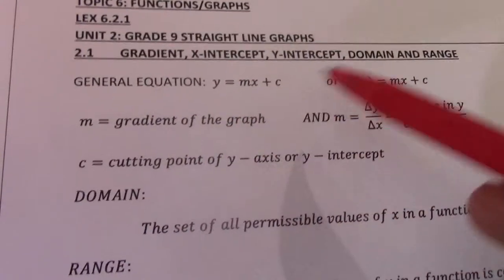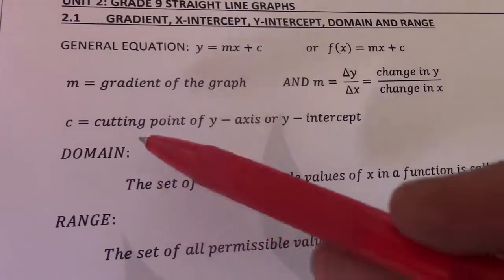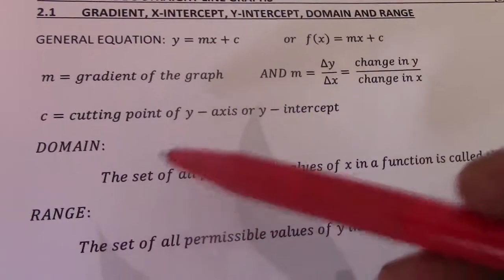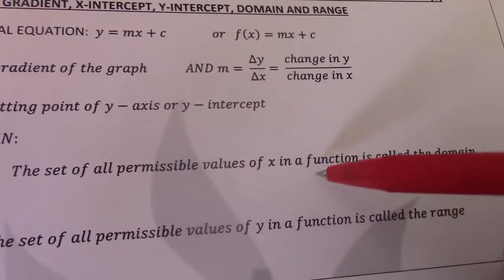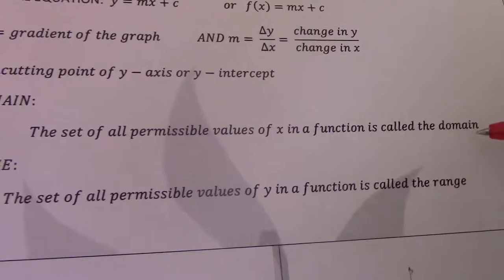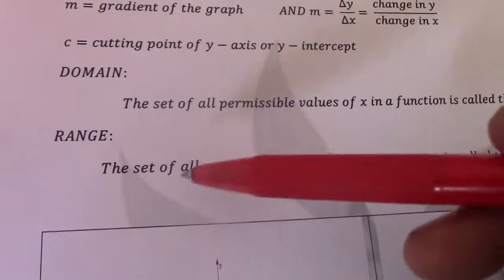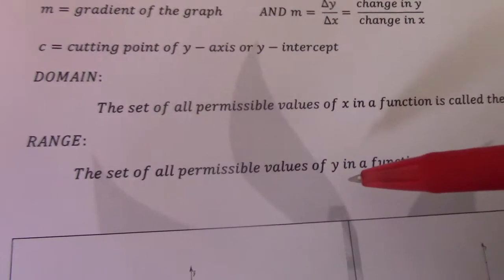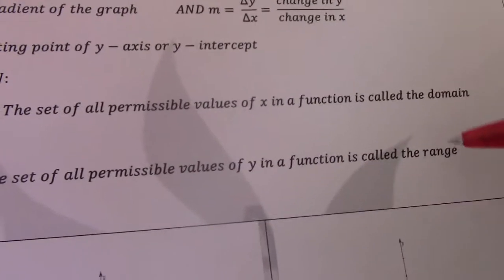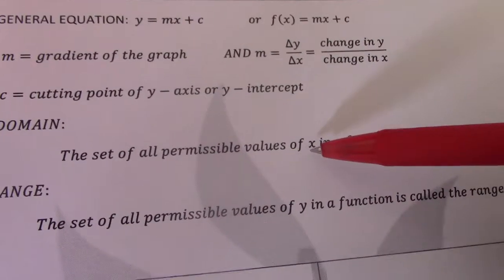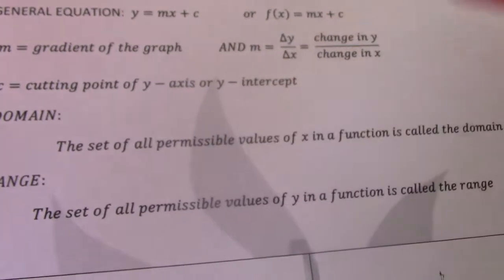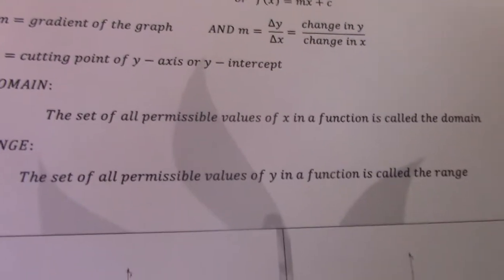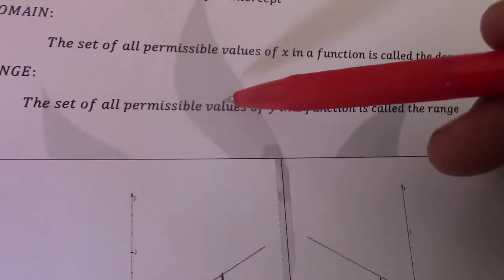We have a thing called a domain. A domain is, per definition, the set of all permissible values of x in a function. Range is the set of all permissible values of y in a function. So the x values, domain, mean which x values my graph touches, from which x value to where, and which y values for my range.